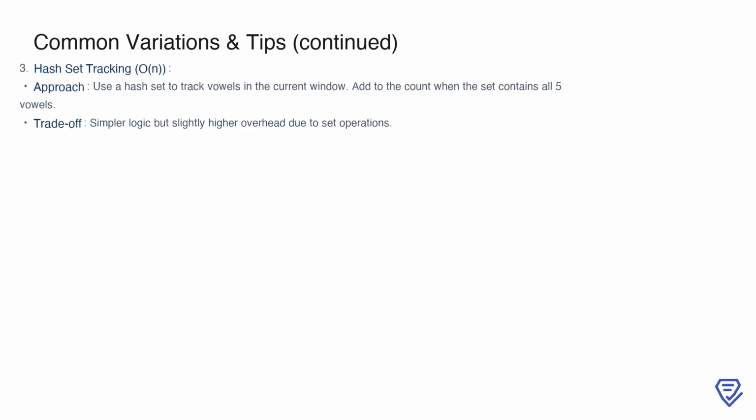Another efficient approach is to use hash sets for tracking vowels within the current window. With this method, you add vowels to a hash set as you traverse the string, and when the set contains all 5 vowels, you increment the count. This approach is simpler in terms of logic, as it eliminates the need for frequency tracking, but it does come with slightly higher overhead due to the operations involved with managing the hash set. Both the sliding window and hash set approaches allow for O(n) time complexity, making them well suited for handling larger inputs and demonstrating a deeper understanding of algorithm optimization.